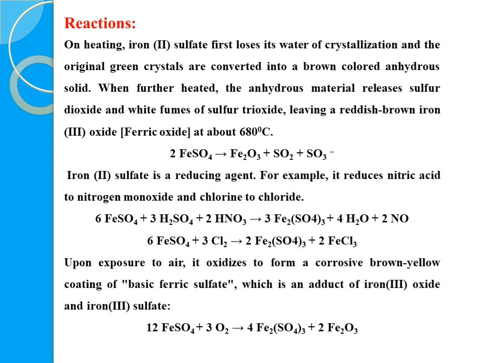Iron sulfate also acts as a reducing agent, as it is involved in various reduction reactions, like it reduces nitric acid to nitrogen monoxide and chlorine to chloride. The reaction is as shown. FeSO4 reacts with nitric acid in the presence of sulfuric acid to form iron sulfate, nitric oxide, and water. Also, ferrous sulfate reacts with chlorine to form ferric sulfate and ferric chloride.